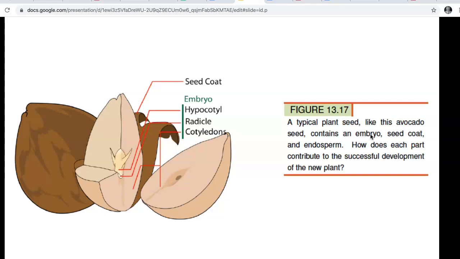This shows you a typical plant seed, might be an avocado. And notice that the seed, the embryo, is right down in here. It's right down in there. The rest of this is just food and the coating for the seed.